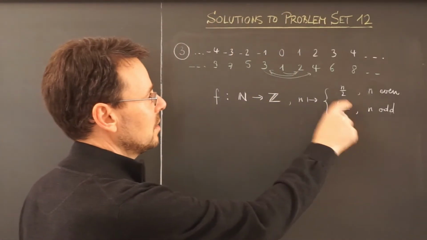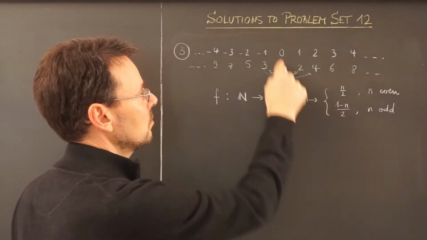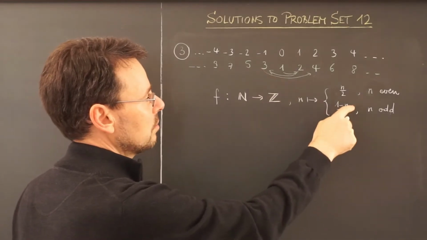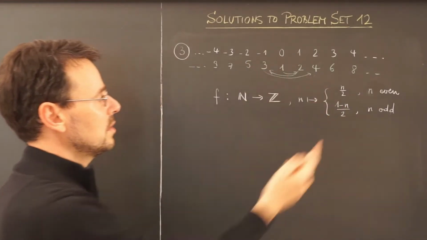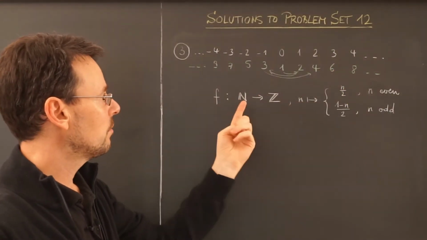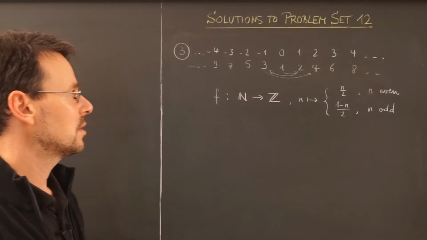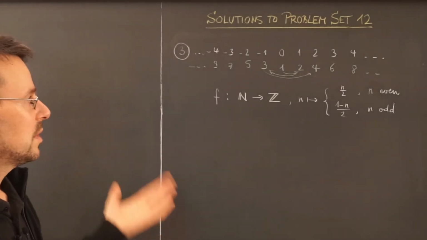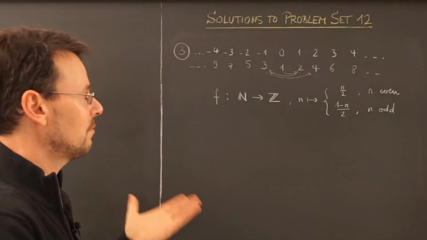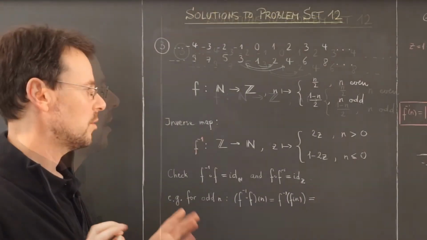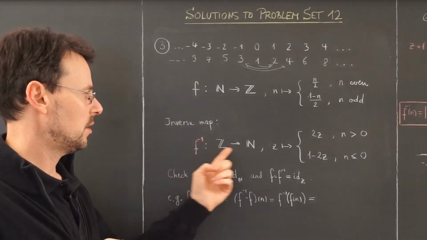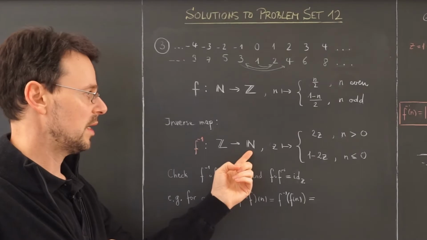For example, if n is 1, this is odd. 1 minus 1 over 2 is 0. If n is 3, 1 minus 3 is minus 2, divided by 2 is minus 1, and so on. So this clearly is a map from the natural numbers to the integers. And all that is left to do is to show that this is injective and surjective, or to simply find the inverse function. Okay, now what would the inverse map going from the integers to the natural numbers look like?